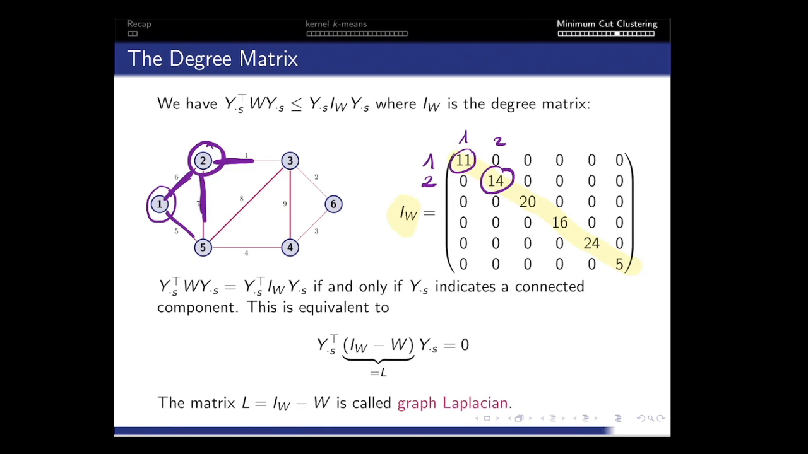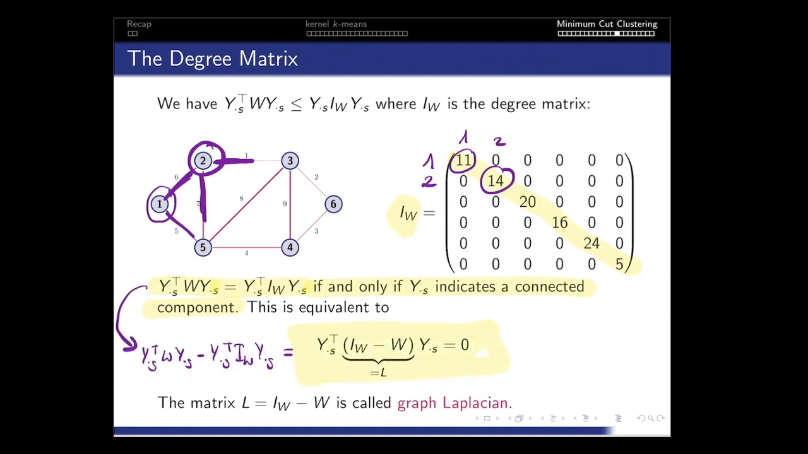And why is this interesting? Well, this similarity here, right? So this was ys transpose times W times ys, the similarity of all nodes within the set indicated by ys. And this is equal to the sum of all degrees within the set of ys, if and only if ys indicates a connected component. So that means we can compute connected components by a requirement which is equivalent to this term here. So this is derivable from here.